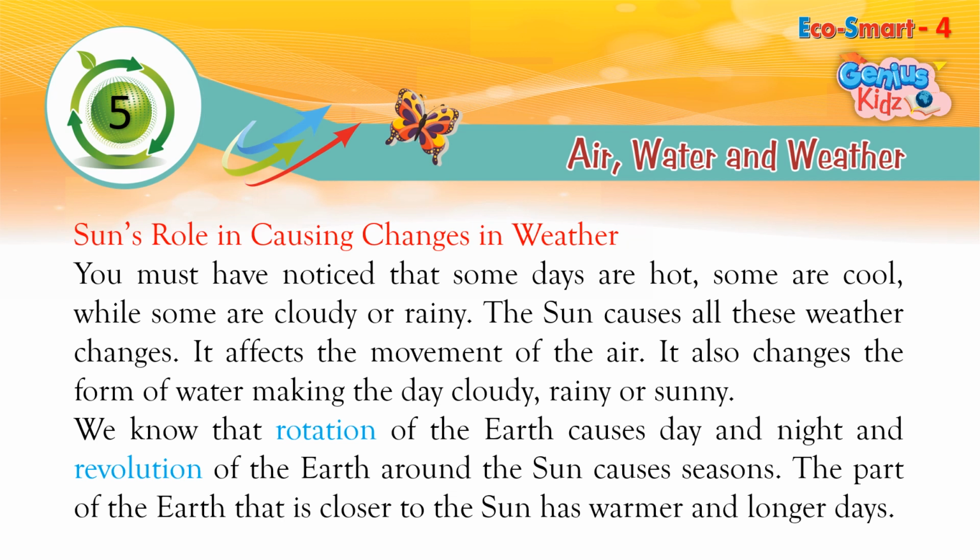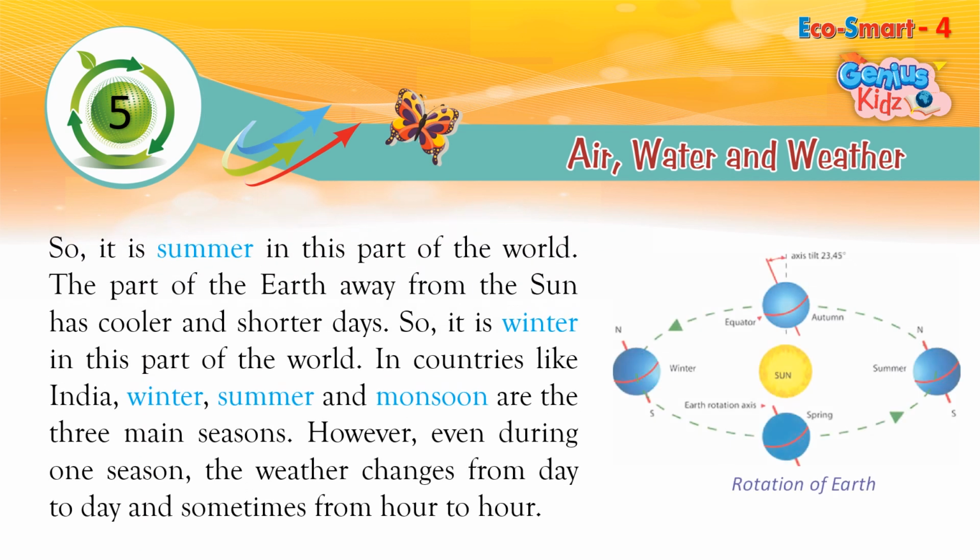We know that rotation of the earth causes day and night, and revolution of the earth around the sun causes seasons. The part of the earth that is closer to the sun has warmer and longer days. So, it is summer in this part of the world. The part of the earth away from the sun has cooler and shorter days. So, it is winter in this part of the world.